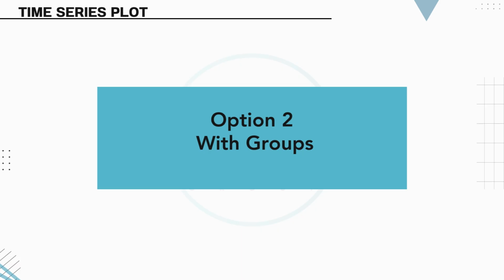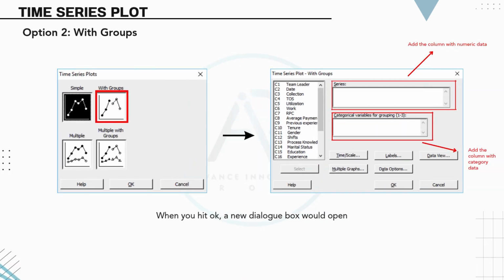Option 2, with groups. Time series plot. Now let's move on to the second option in time series plot, with groups. This option is particularly useful when you want to compare how a process behaves across different categories or groups. For example, you might want to compare average handling time between two different departments, work types, or shifts.